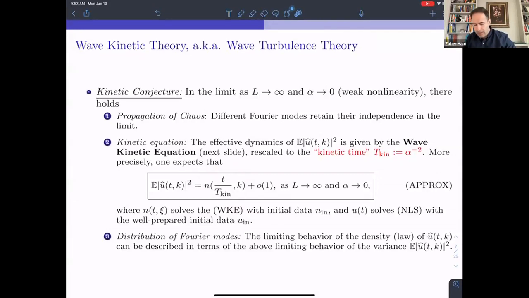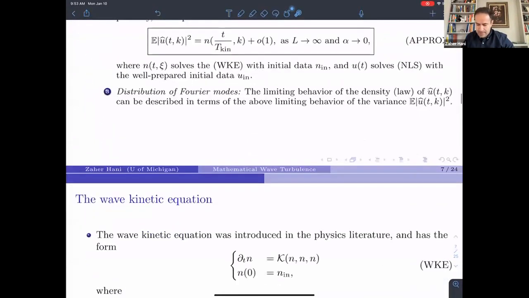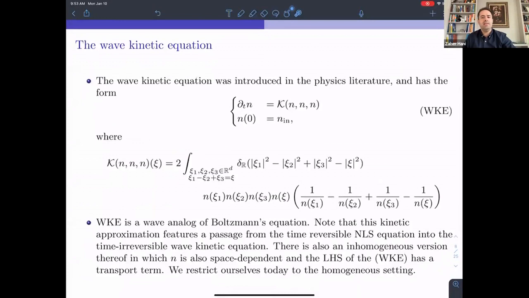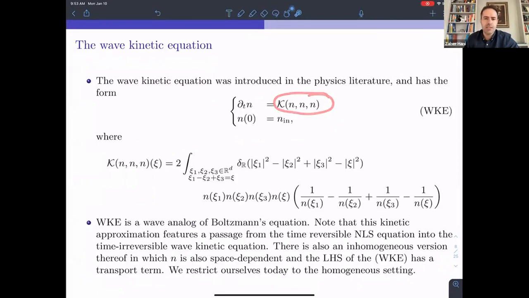What remains for me to tell you is this kinetic equation, to write down this kinetic equation that is doing all this nice work. So this is the wave kinetic equation. I write it here in the homogeneous setting. So this was introduced in the physics literature. It's given in the homogeneous setting by d_t n is equal to a collision kernel, which is cubic here. And the initial data is n initial. So this cubic collision kernel is given over here. So you have an integral over xi_1, xi_2, and xi_3 in R^d, and such that xi_1 minus xi_2 plus xi_3 is equal to xi. Xi is your variable on the left-hand side.